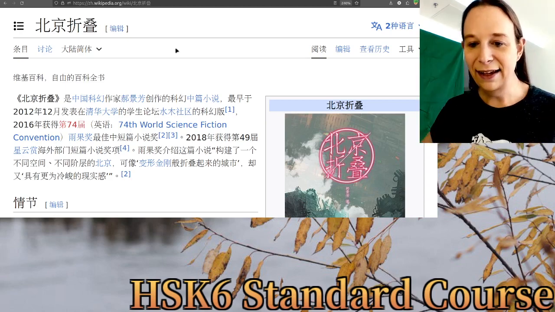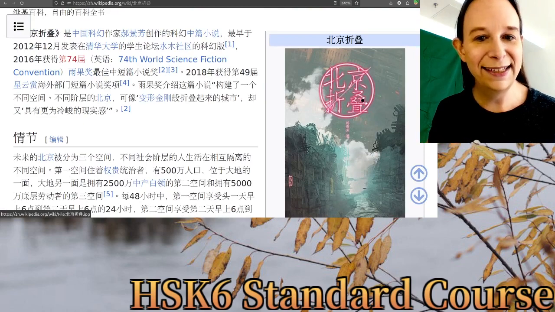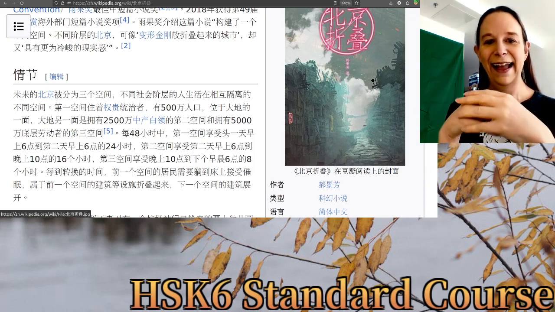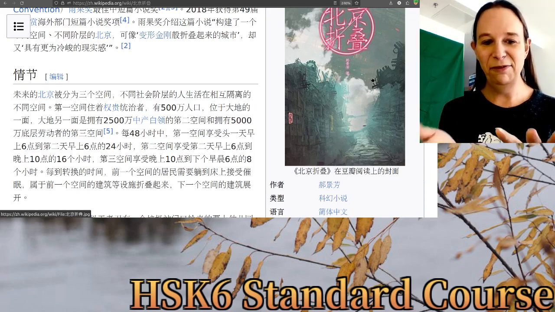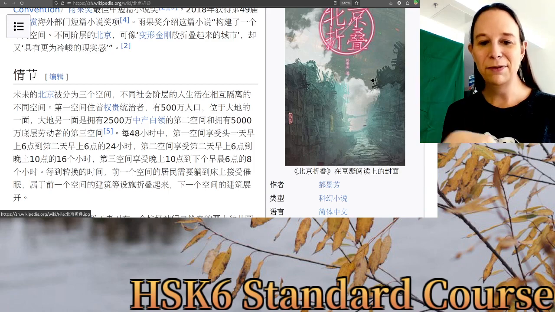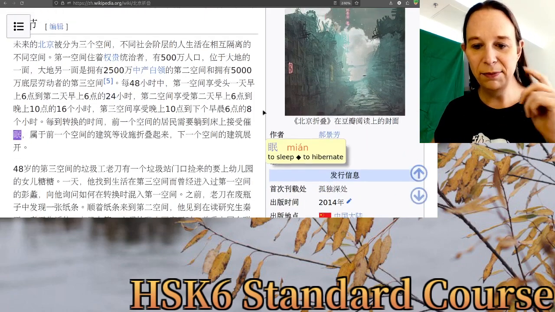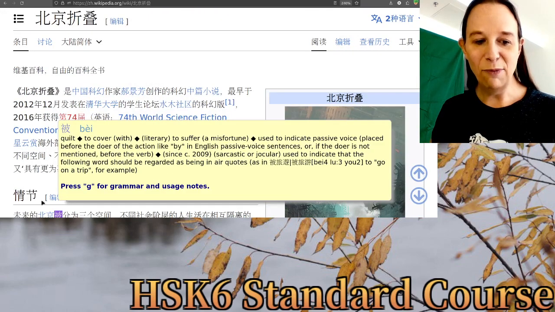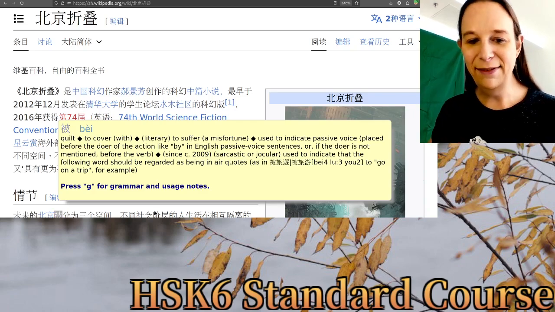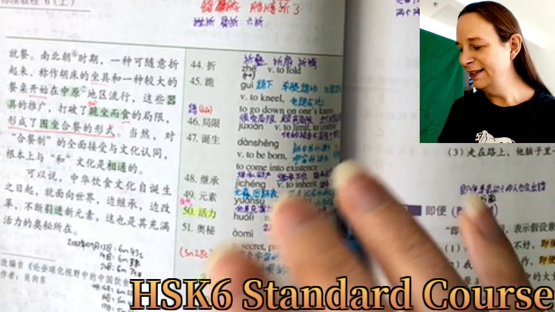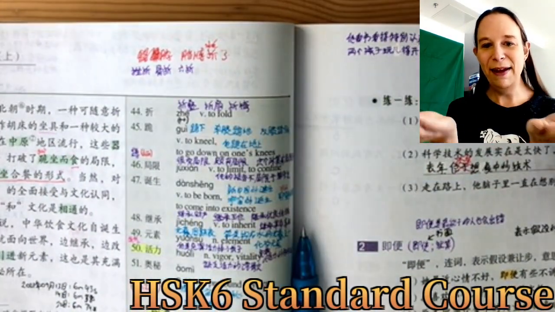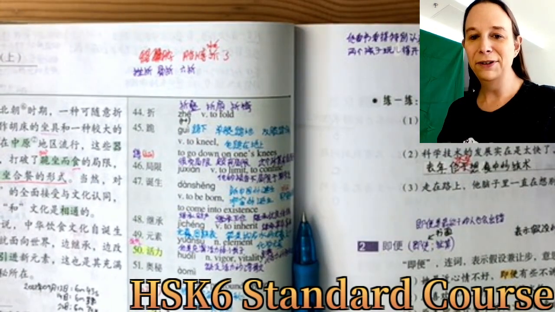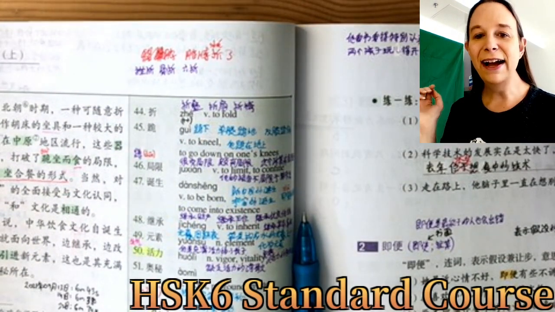So, 北京折叠. It's kind of like the movie Inception. Beijing folds up and puts away one class of people, and then another class of people comes out. I think there were 3 classes of people, and one class does not like to interact with another class. So that's 折叠, Beijing folding. That's this 折. If you Google the name 北京折叠, you can find the whole story online.